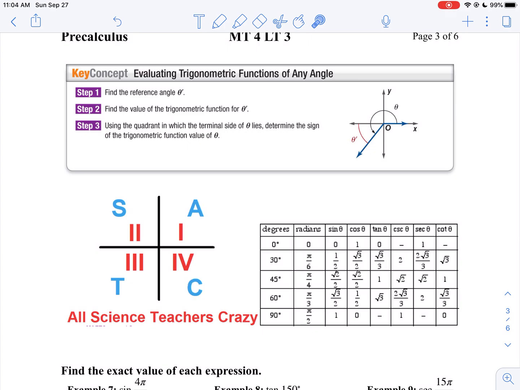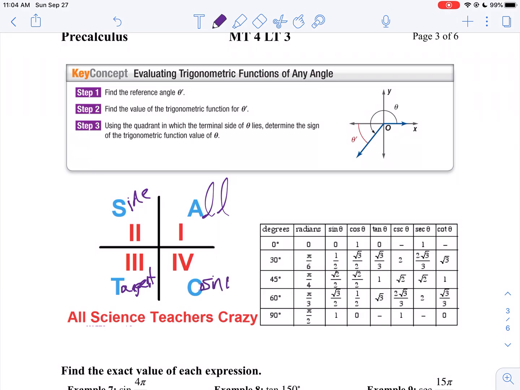ASTC. In the first quadrant, all of our trig functions are positive. Only sine and its reciprocal cosecant are going to be positive in the second quadrant. In the third quadrant, only tangent. In the fourth quadrant, only cosine.